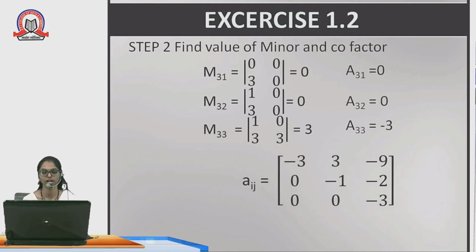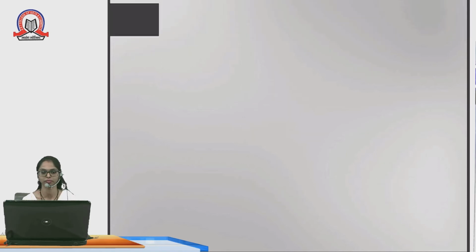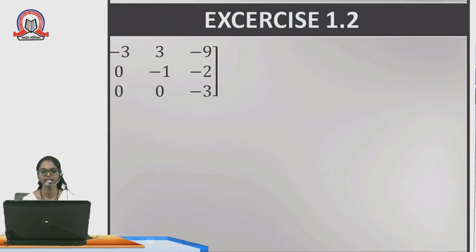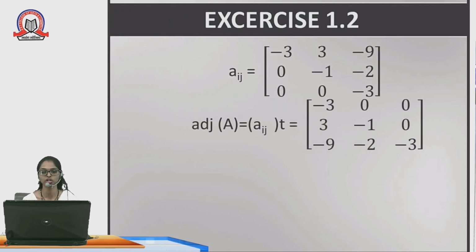Therefore, my cofactor matrix is: first row minus 3, 3, minus 9. Next row is 0, minus 1, minus 2. And third row is 0, 0, minus 3. Now, find its A inverse. Using the cofactor elements, first find the adjoint of the matrix. Now, what is adjoint? Transposition of rows and columns. Row changes to column and column changes to row.